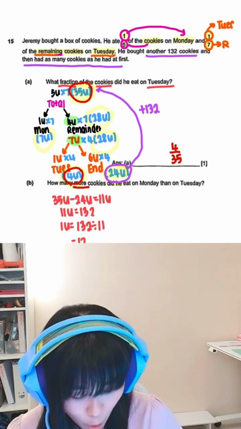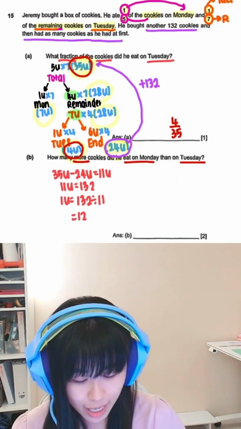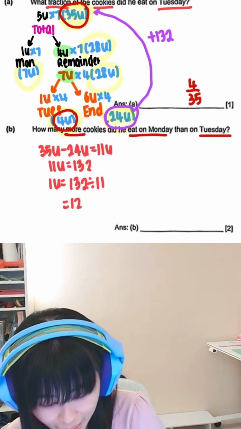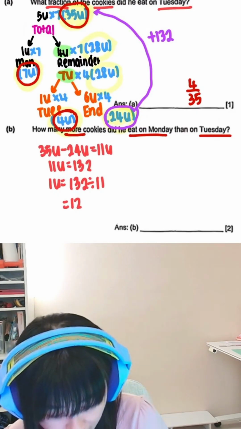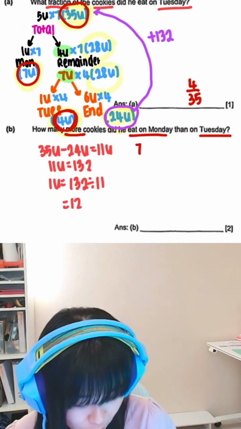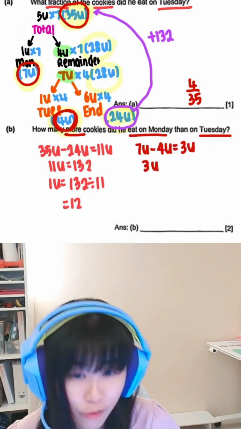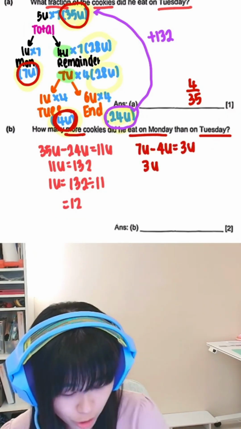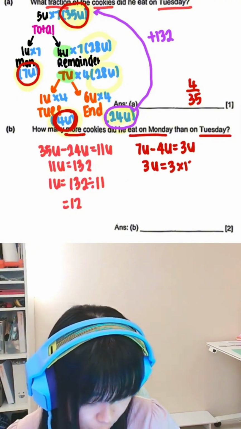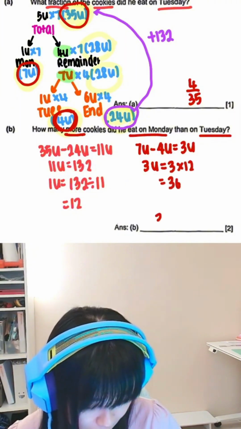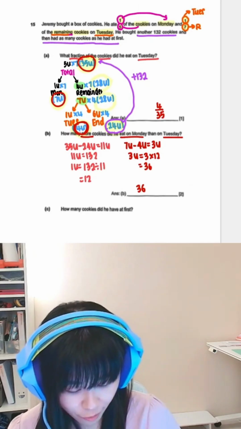How many more cookies did he eat on Monday than Tuesday? Monday he ate 7 units. Tuesday he ate 4 units. So 7 units minus 4 units, he ate 3 units more. If 1 unit is 12, 3 units is 3 times 12. Okay, 36.